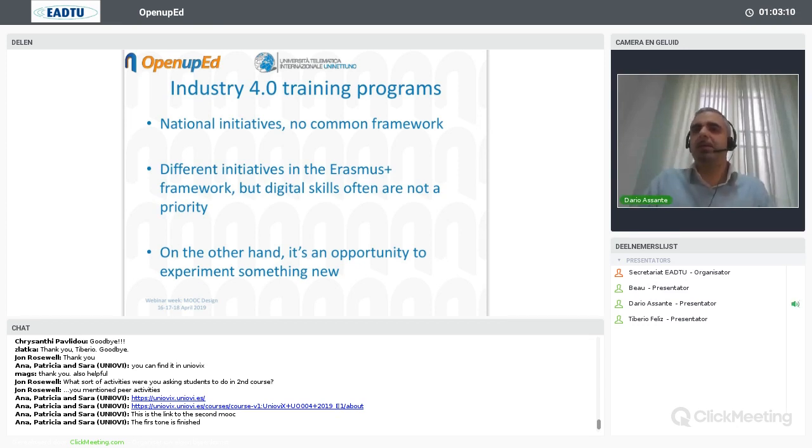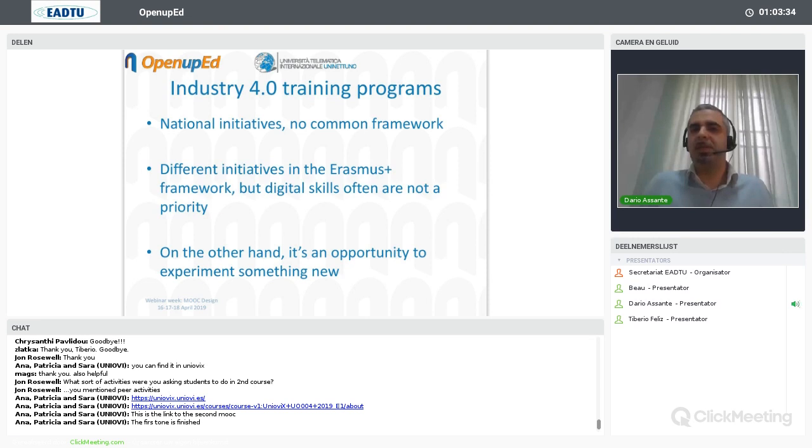On the other hand, the Erasmus Plus projects, and if you want to say the lack of a standard framework on Industry 4.0 education, is an opportunity to experiment with new ways of teaching and to work on the design of new programs in this sector.